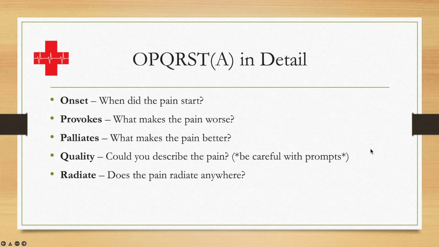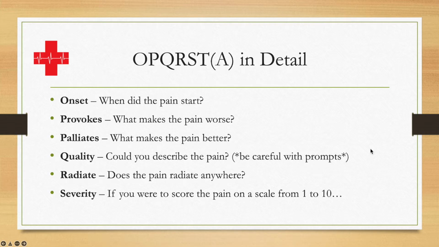Radiate. Does the pain radiate anywhere? Now, obviously, in certain parts of the body where we have pain, that's going to tell us more than in other regions. So, of course, with chest pain, radiating up the neck or down the left arm is a key indicator for an AMI. But you still don't want to prompt here. You want to just say, does it radiate anywhere or spread to anywhere? And then let them make up their own mind whether that's a yes or a no.